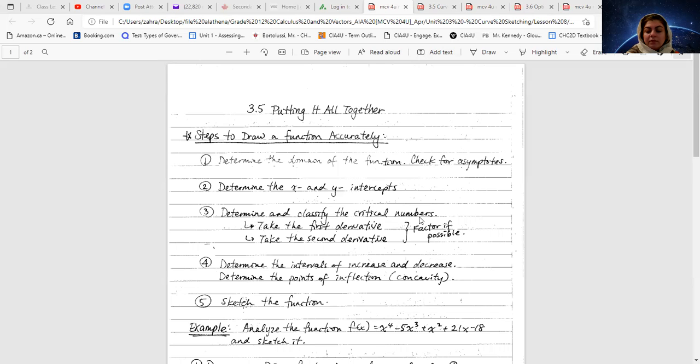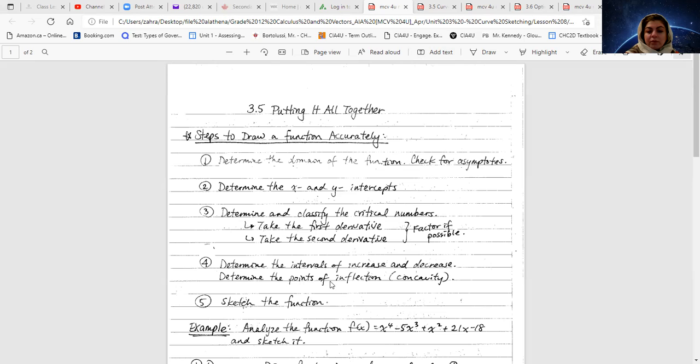Then we need to find the maximum and minimum points by taking the first derivative, and we want to find the inflection point by taking the second derivative. Then we determine the intervals of increase and decrease. You write the first derivative in factor form, then you find the intervals where it is positive and negative. Positive means increasing, negative means decreasing.